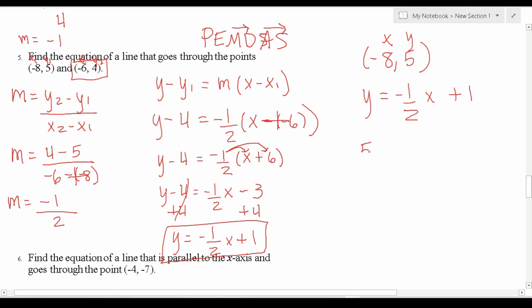y is 5, negative 1/2, x is negative 8, plus 1. 5 equals negative 1/2 times negative 8, which is going to be positive 4, plus 1. 5 equals 4 plus 1, which is 5, which is a true statement, which means that we wrote the correct equation of this line that passes through these 2 points. Okay, so that was that one.